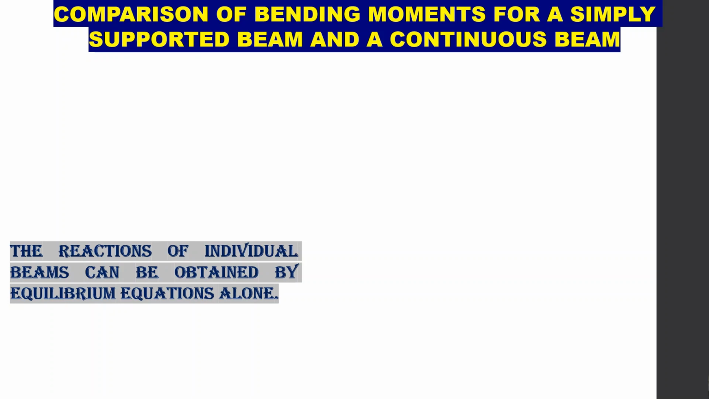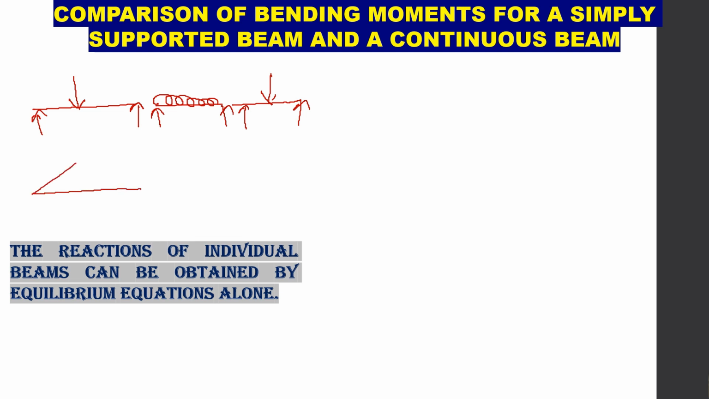Now, when we are considering a continuous beam, suppose we have three spans with simple supports. So we have a concentrated load on the first span, we have a UDL on the second span, and again a concentrated load on the third span. So our bending moment diagram will be drawn like this for simply supported beams.